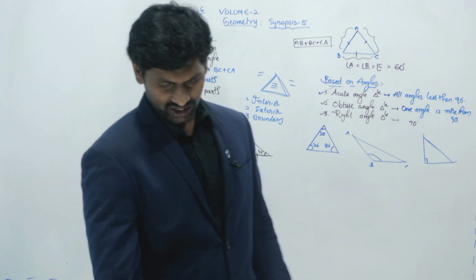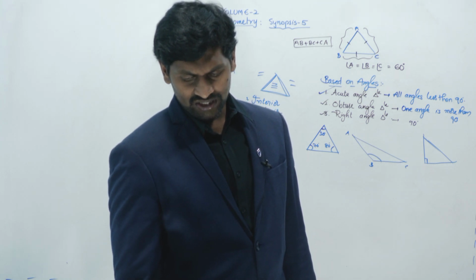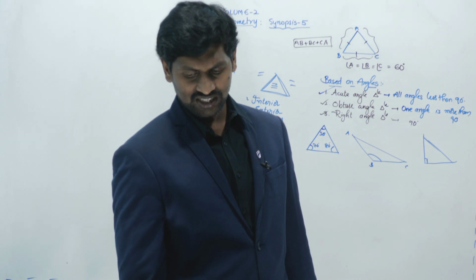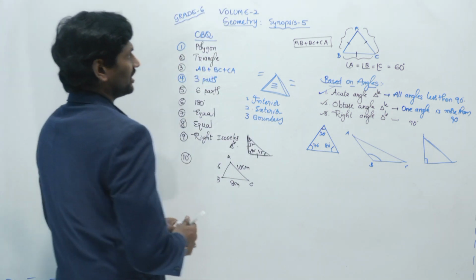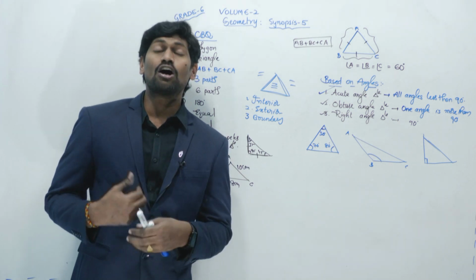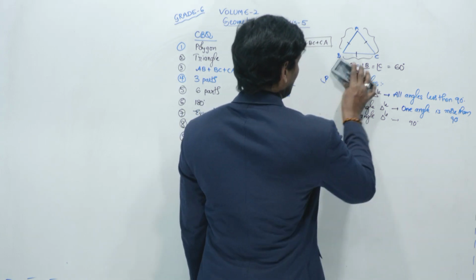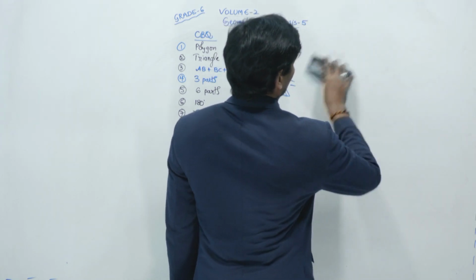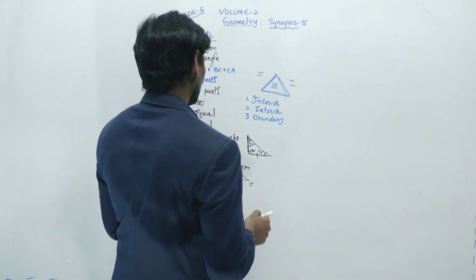Now the question is, given these side measures of triangle ABC, the largest angle. While observing here, we need to discuss one point: the largest angle is always opposite to the largest side, and the smallest angle is always opposite to the smallest side. Write that point here.